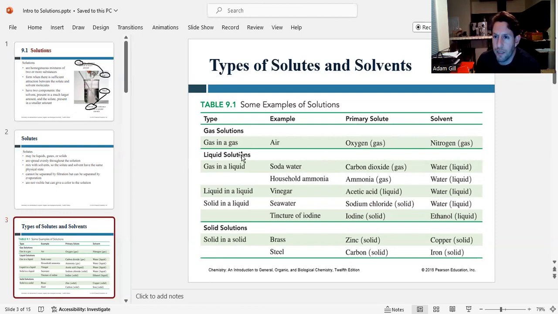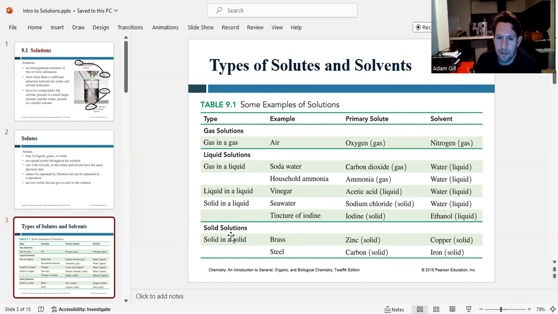You can have liquid solutions where you have a gas dissolved in liquid. An example of this would be like soda or beer. The gas is the carbon dioxide, and the solvent is water. You can have liquid solutions like vinegar. So vinegar is liquid acetic acid dissolved in water. Or you could have solids in liquids like salt water. Salt would be the solute, water would be the solvent.